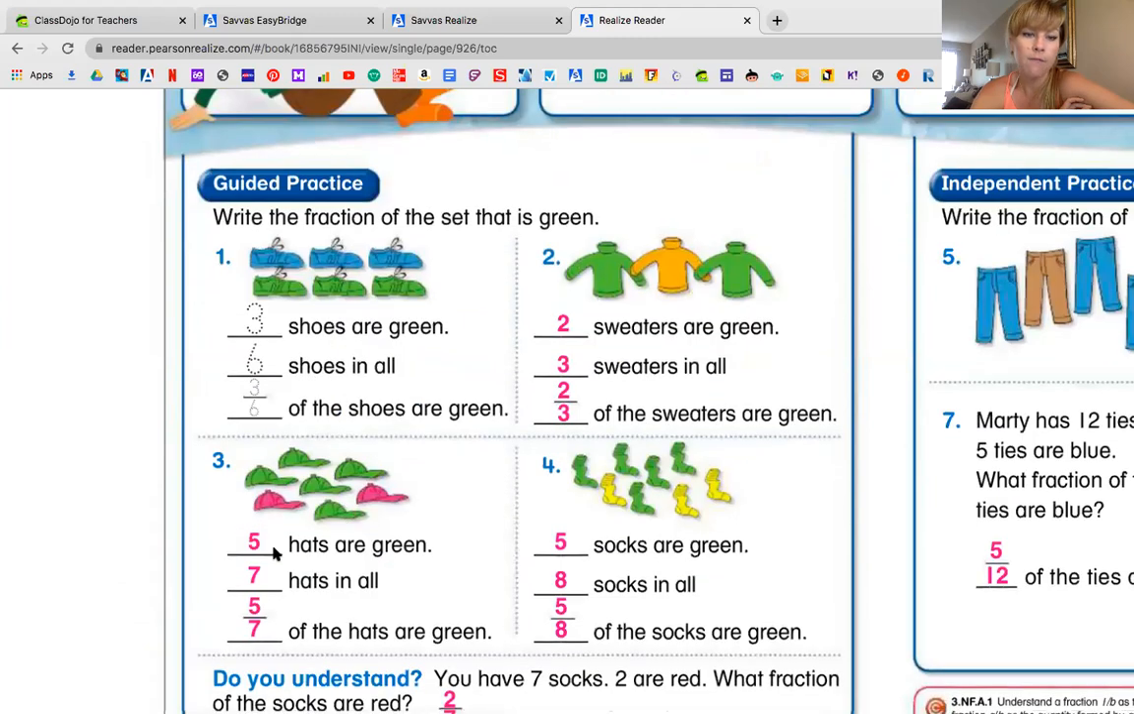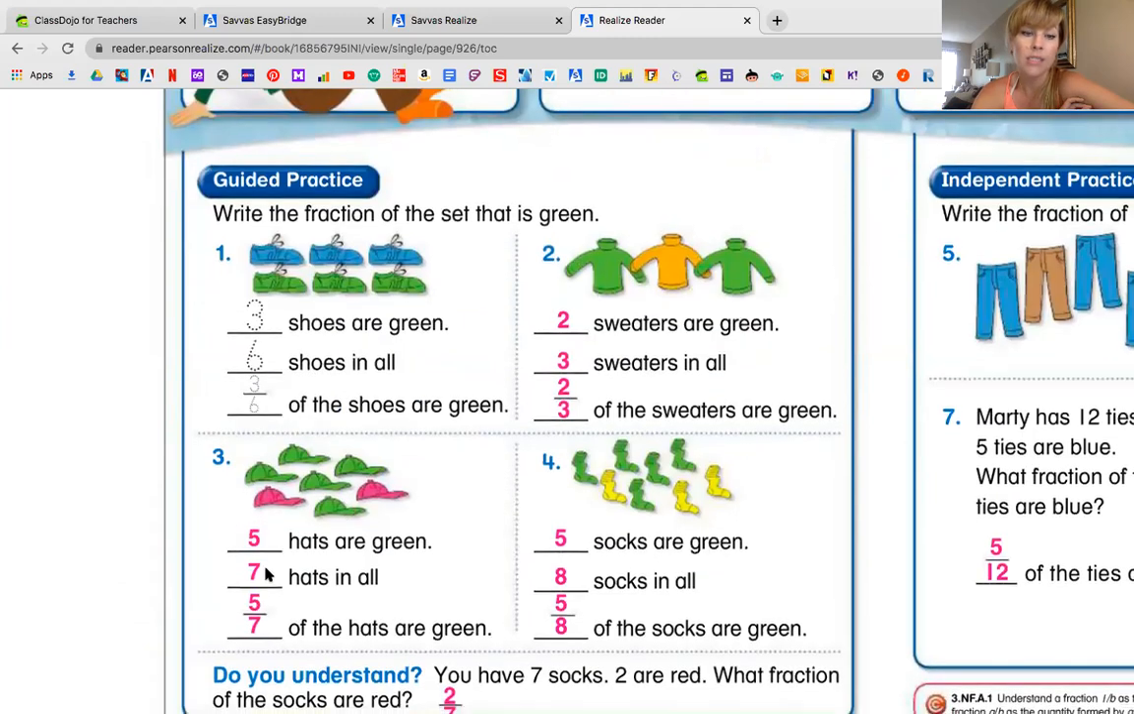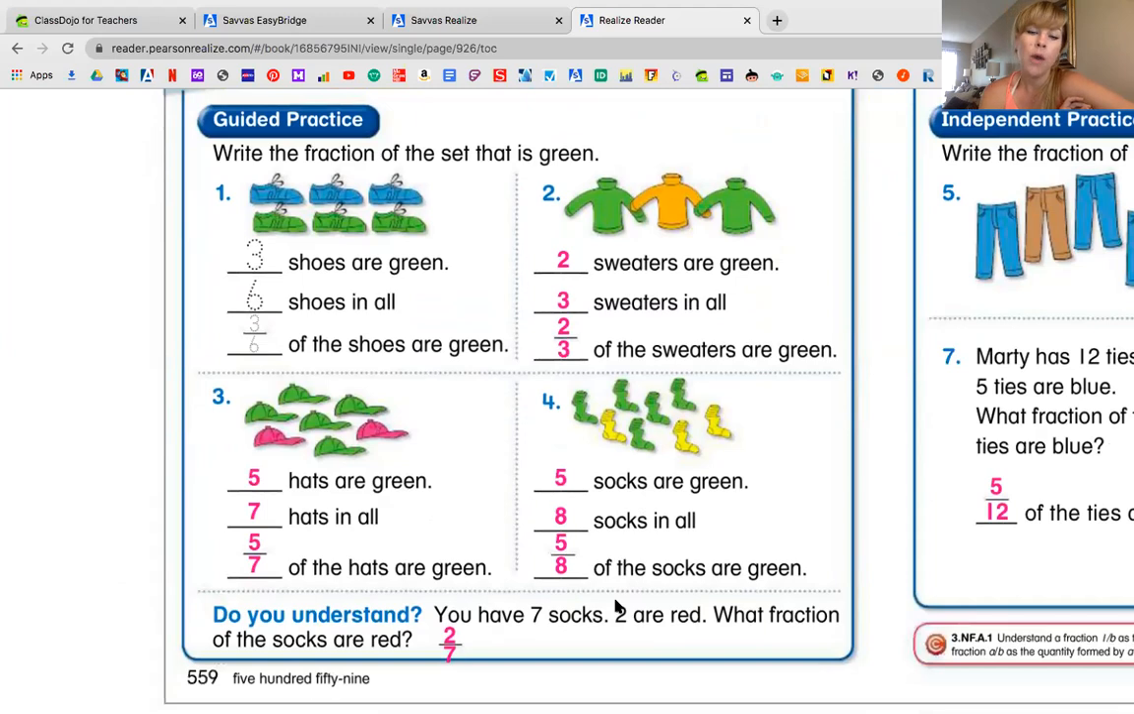It looks like I have 5 green hats. There are 7 hats in all. So I have 5 of the 7 hats are green. I have 5 socks which are green, 8 socks in total or in all. So 5 of 8 socks are green. You have 7 socks, 2 are red. So a total of 7, and then 2 of them are red. So 2 of the 7 are red. 2 over 7. So 2 of 7.